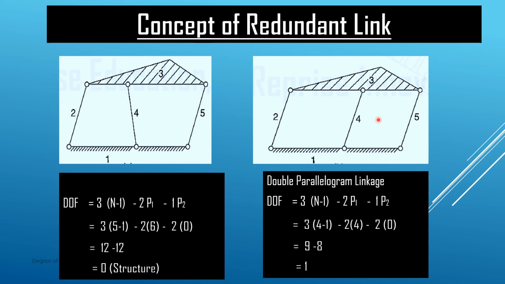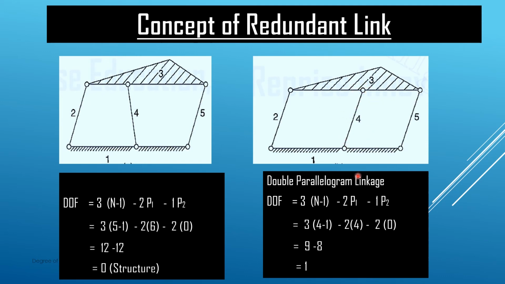Means if we remove link 2, link 4 or link 5, the motion of the whole assembly will remain as it was in the starting. So these links we call redundant links, means 2, 4, 5 are called redundant links. Any one link we can remove from here.